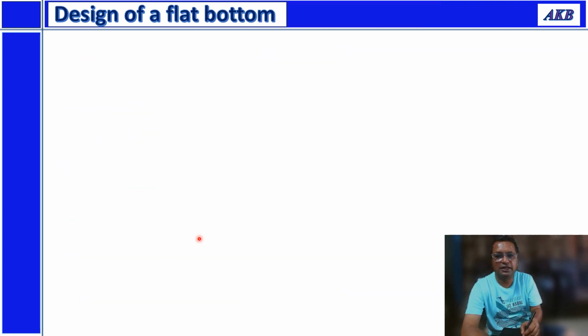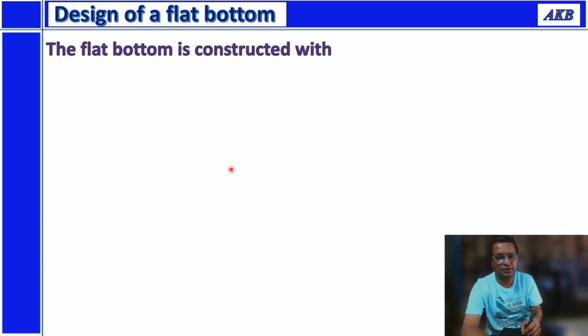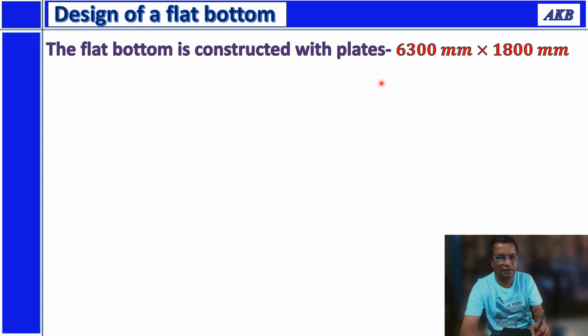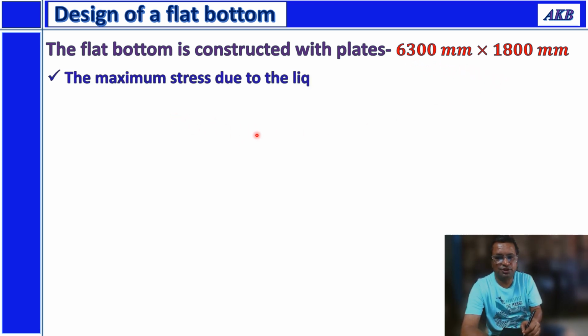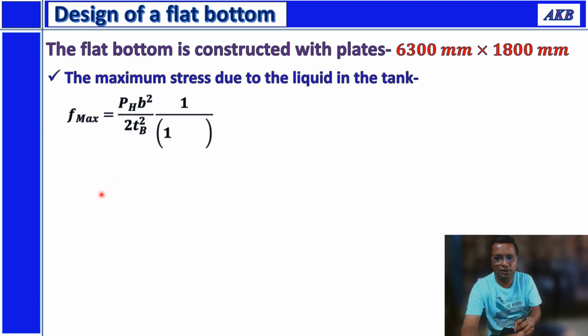Next, we will be designing a flat bottom. So the flat bottom is constructed as suggested in the given data. The same plates are to be used. Plate size is 6300 mm by 1800 mm. So the maximum stress due to liquid in the tank is given by this equation. You can refer to my discussion on design of flat bottom. The link is given in the description section.